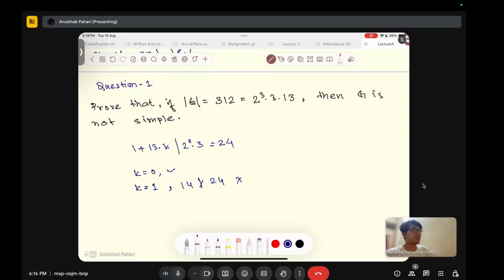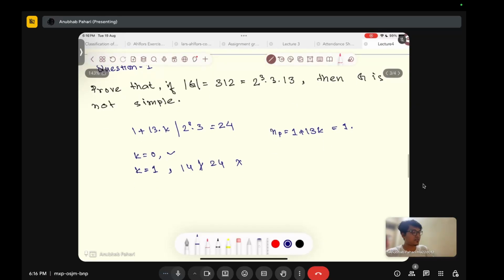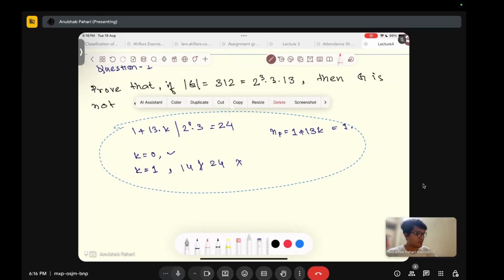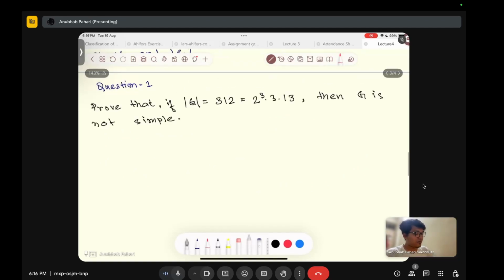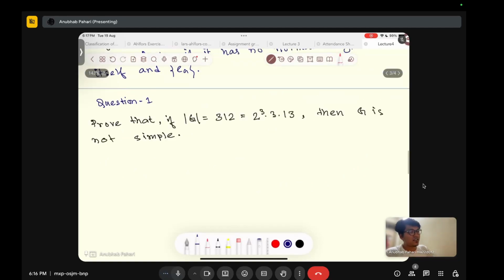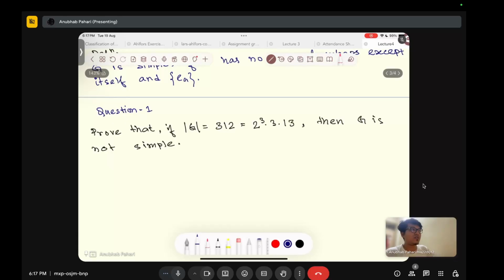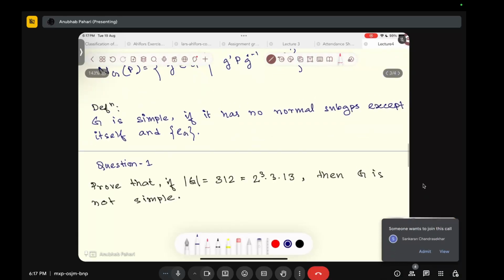So in this way you will see that your n_p is equal to 1 plus 13k, so it should be 1. So we should write this formally. I have to write it because the notes will be available on the website, so for that purpose.